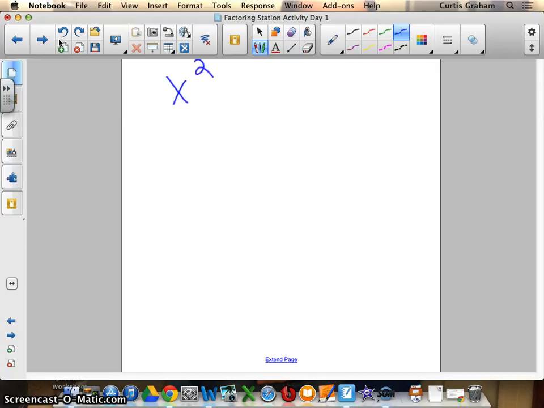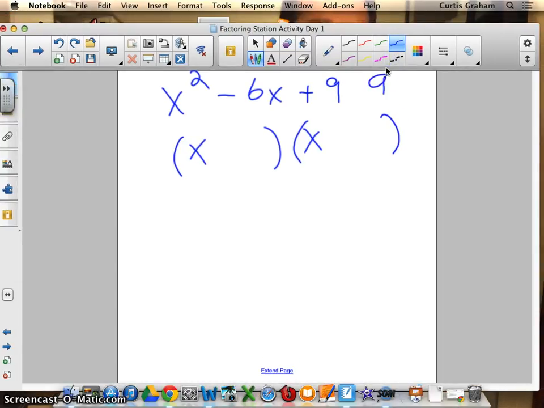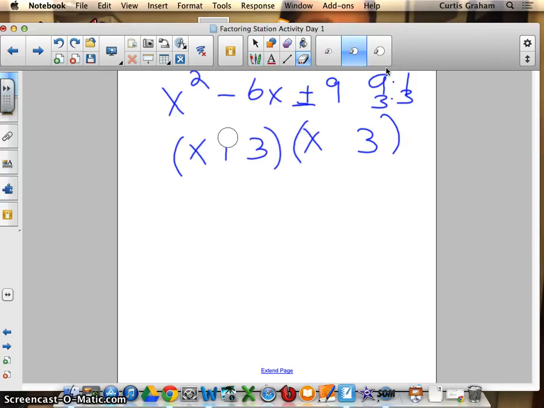x squared minus 6x plus 9. Okay. So, again, it's just like normal factoring. There's not going to be anything different here. In order to get x squared, I need an x and an x. In order to get a 9, I need 9 and 1, or 3 and 3. So one of those two. I want to end up with a 6 in the middle, so I'm going to use the 3 and the 3. And then I want to end up with a minus 6 through addition. So it's going to be minus 3 and minus 3.